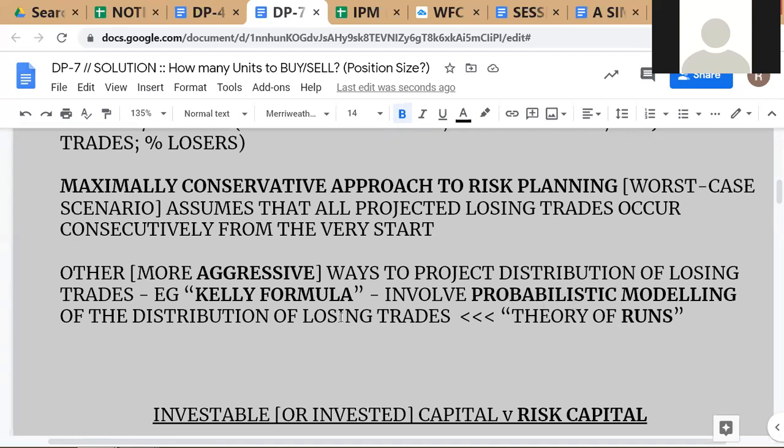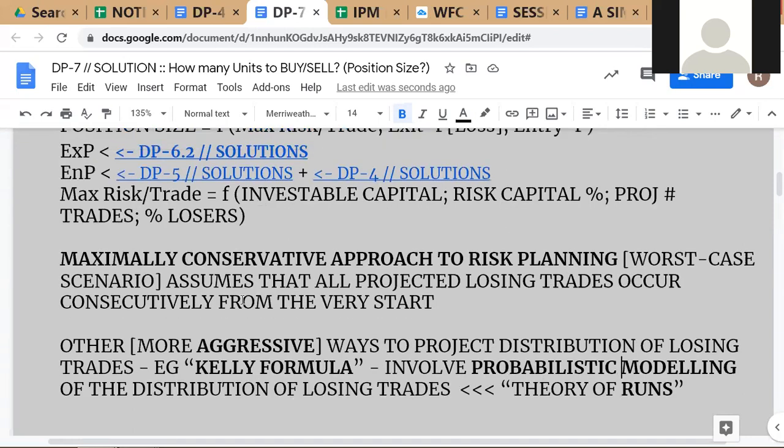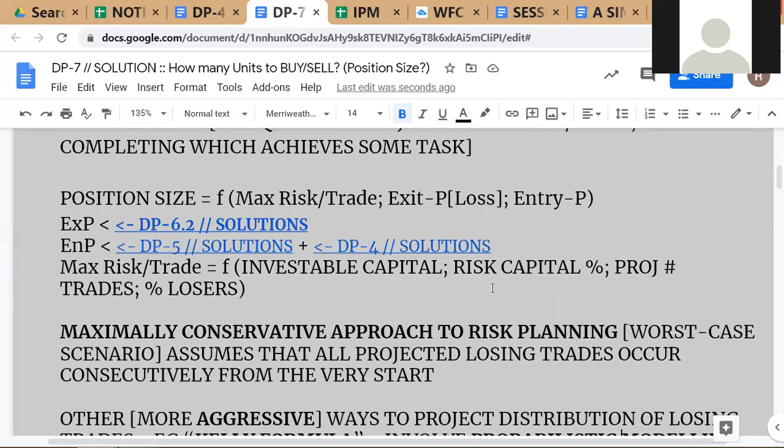You have things like the Kelly formula, etc. All they're doing is a very mathematically sophisticated way, much more sophisticated than what we have done here, to project this, taking inputs from your trading system to project the risk capital percentage, the percentage of losers and the distribution of losing trades. Based on that, they are still using the basic model that the maximum risk of the trade is a function of these things. And then they come out with the maximum risk per trade and eventually the position size.